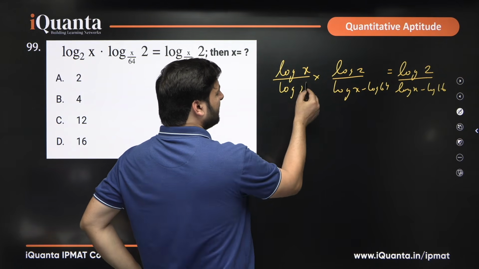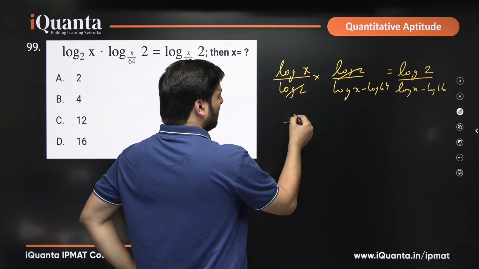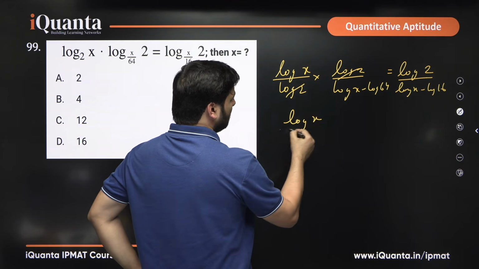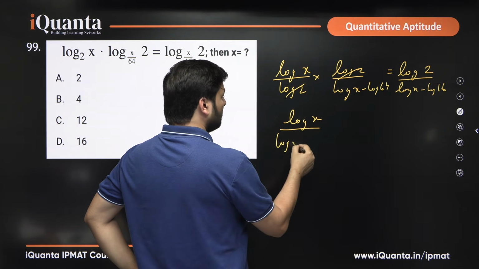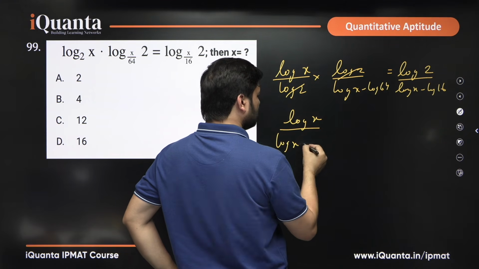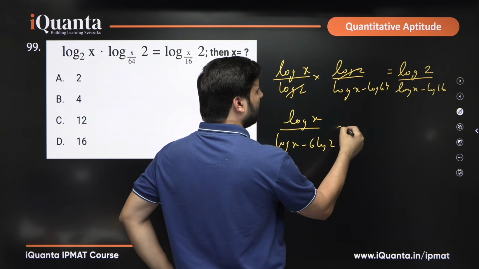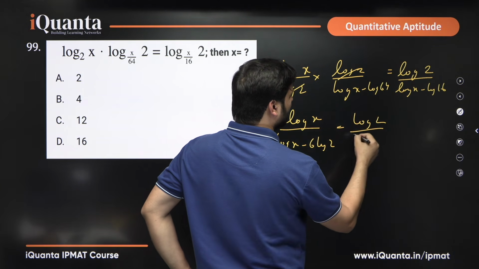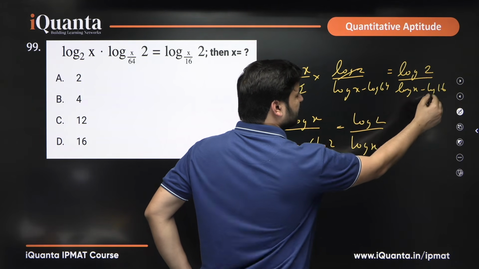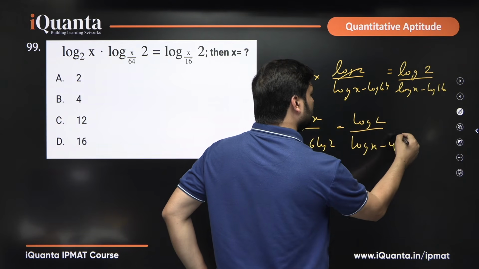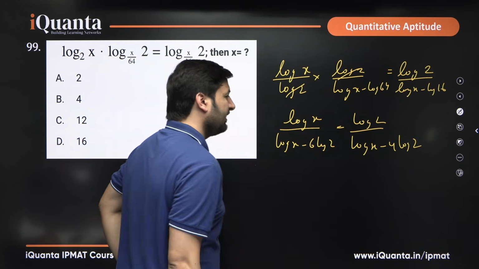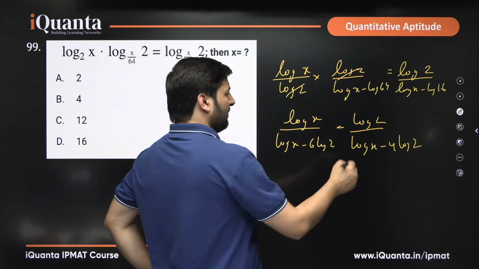Now let's do one thing, log 2 can be cancelled. How can I write it? Log x upon log x minus log 64, 64 is 2 to the power 6, 6 comes in front, minus 6 log 2, and here we have log 2 upon log x minus log 16, 16 is 2 to the power 4, 4 comes in front, 4 log 2, right? Now what happens?